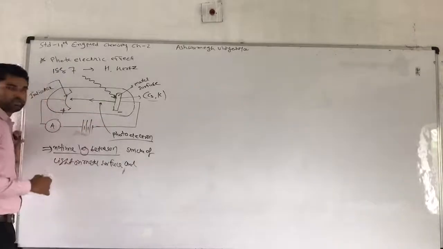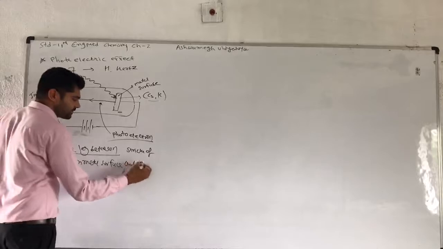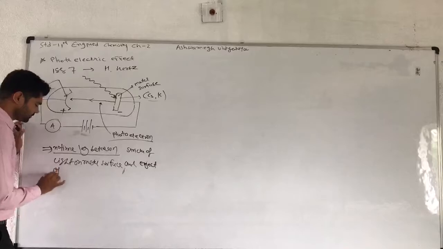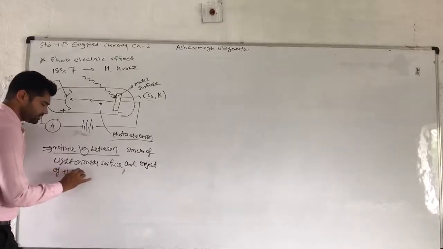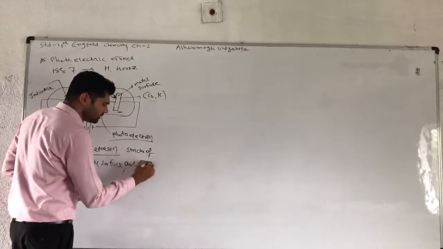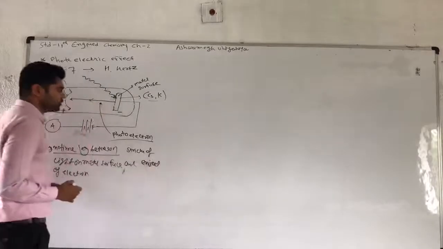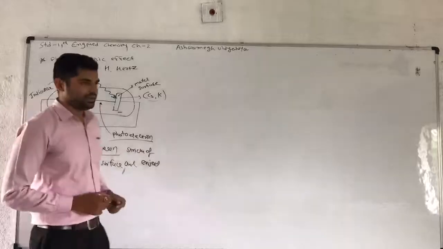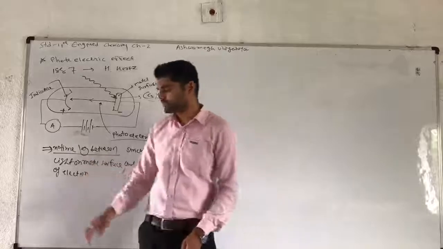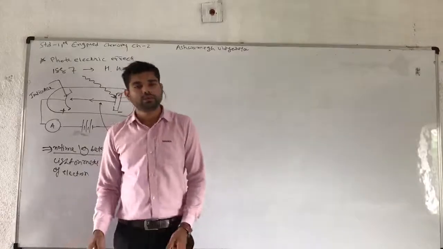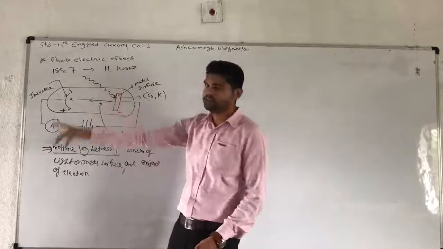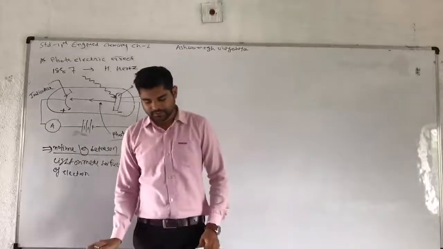This release of photoelectron is said to be ejection of electron. Ejection of electron means photoelectron. So there is no time lag between ejection of electron and light incident on the metal surface. No time lag means no time between this process, incident and release. So no time between them.